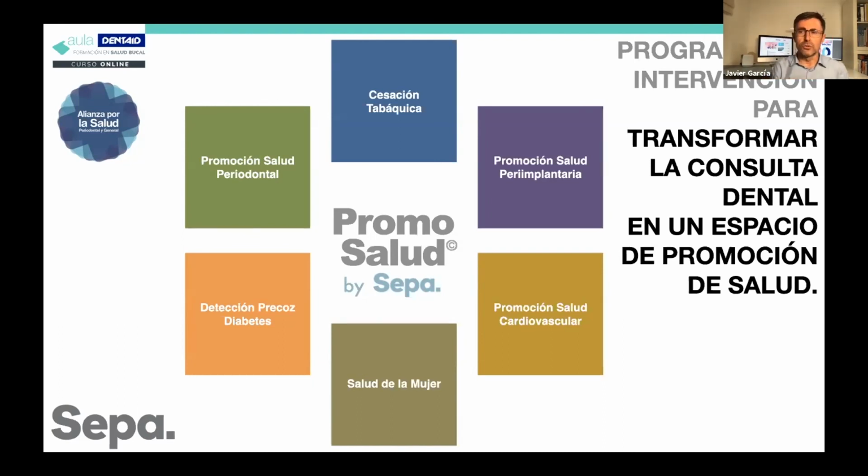It is calculated that we have around 5 million persons in Spain with type 2 diabetes who are unaware of it. And the mean time to diagnosis is 5 years. It is essential that we help to reduce this time and to offer the dental offices for the promotion of the health of these persons to detect these problems.